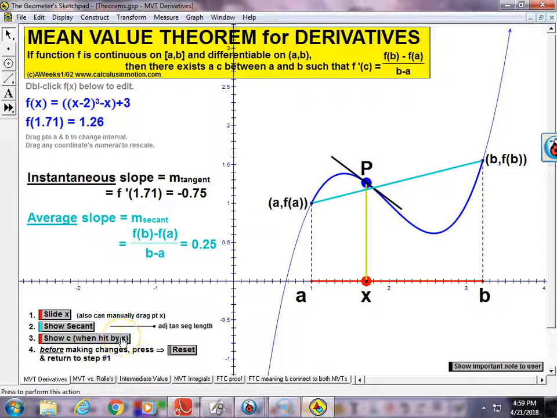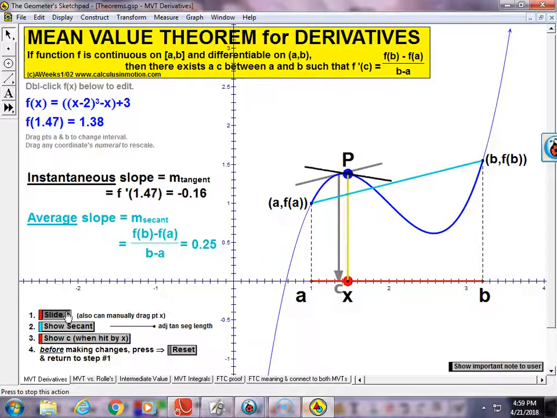Okay, and so you can just kind of look. Do you think there's any spot along here where the slope of the tangent line would be equal to the slope of this blue line here? So we're just going to slide it. And there it's marked one spot for us. And here it's marked another spot.